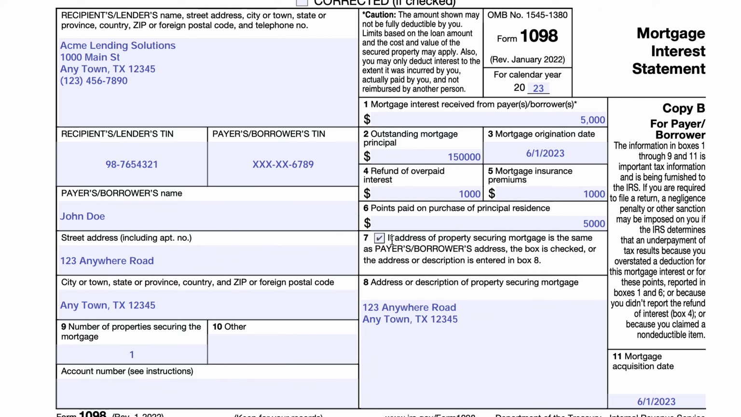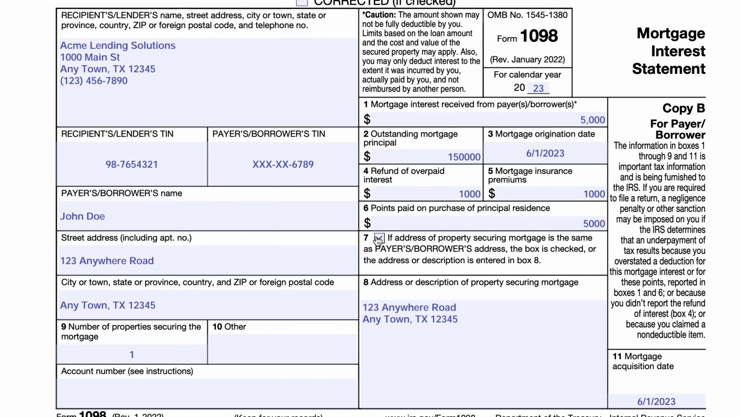In box 7, if this box is checked, then basically you might not see anything in box 8. So box 7 simply states if the address of the property securing the mortgage is the same as the payer or borrower's address, check this box or enter the address or description in box 8. It specifically says the lender does not have to do both. I did both for illustrative purposes. So if this box is checked, you might see that box 8 is blank.